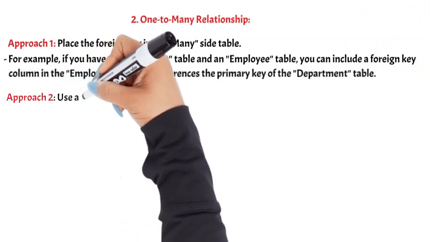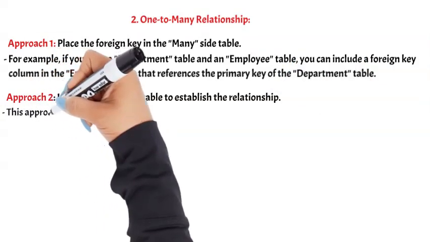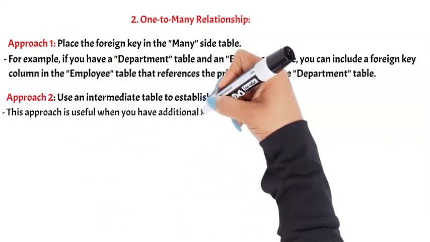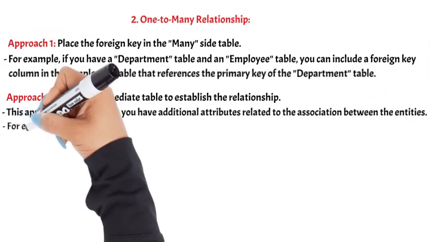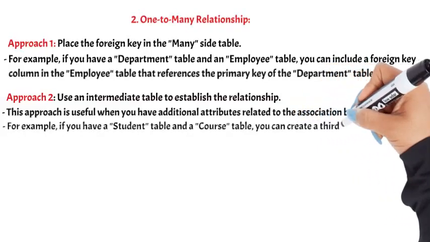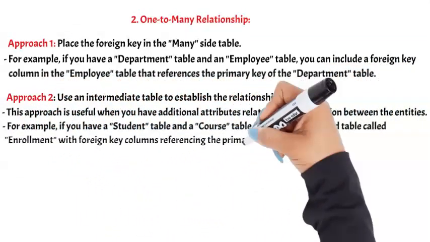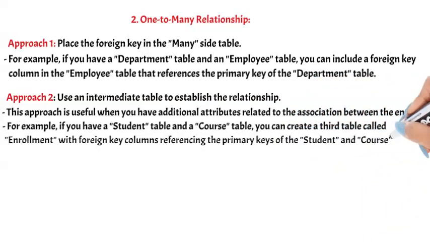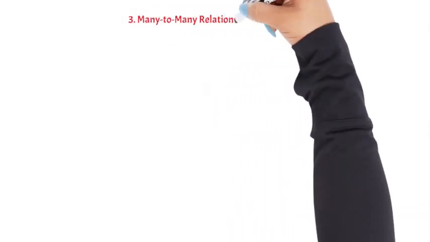Approach 2. Use an intermediate table to establish the relationship. This approach is useful when you have additional attributes related to the association between the entities. For example, if you have a student table and a course table, you can create a third table called enrollment with foreign key columns referencing the primary keys of the student and course tables, along with additional attributes such as enrollment date.